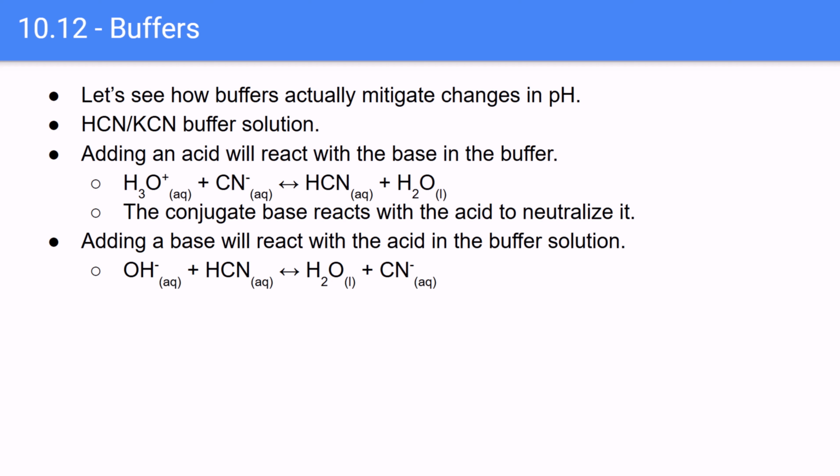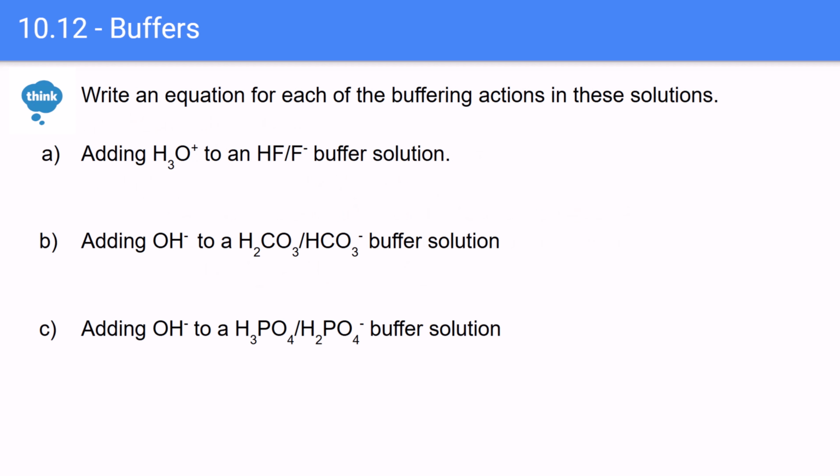Pretty neat, isn't it? So again, as we figure out what we need to write, we need to consider, okay, are we putting in an acid or are we putting in a base? If we're putting in an acid, H3O plus is going to be one of our reactants. It's going to react with the base. If we're adding in a base, then OH minus is going to react with the HCN. Both will produce water and the opposite component that is a part of the buffer solution. Let's see how that works here in just a moment.